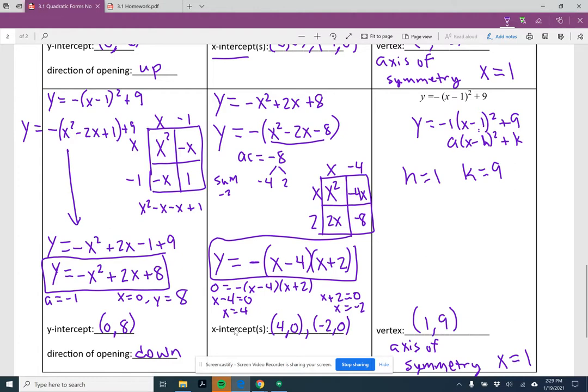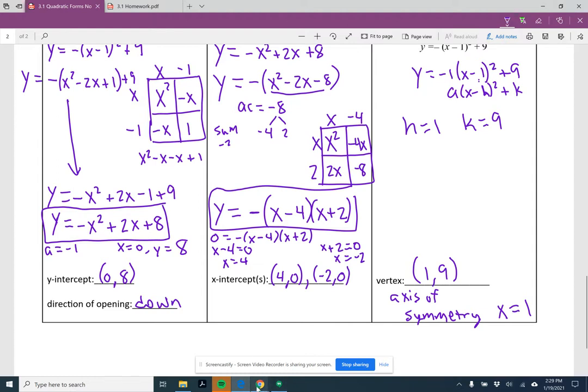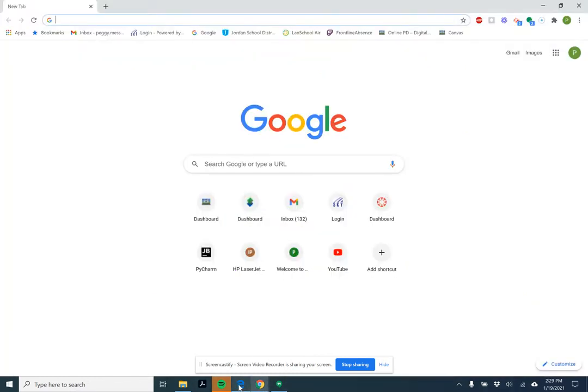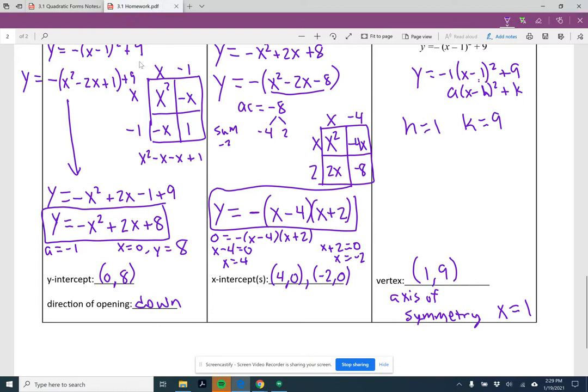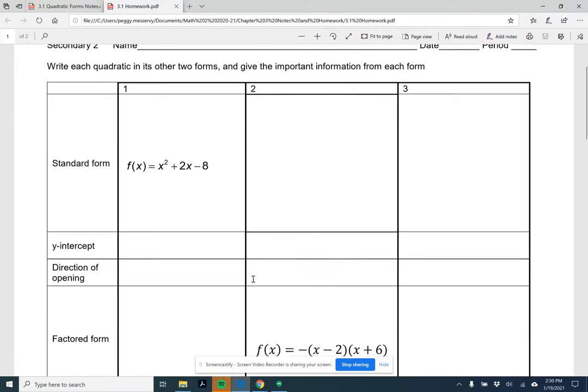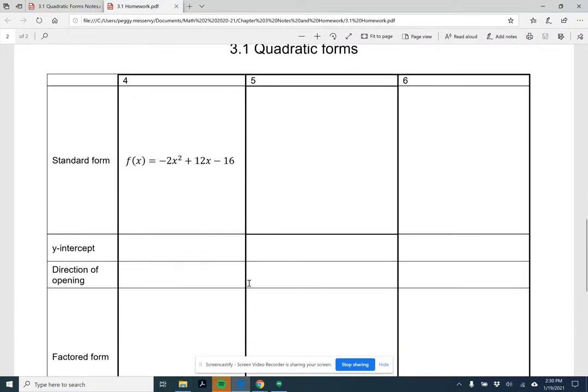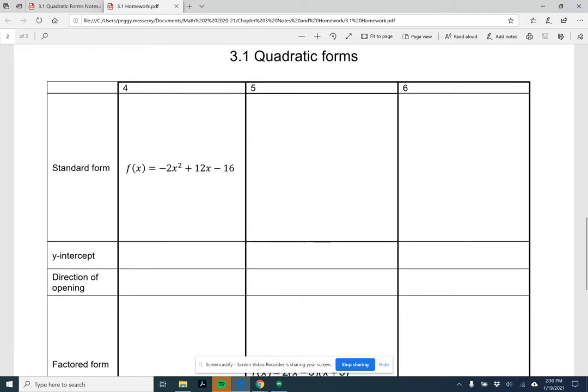because this is what we're doing in class as well. We're going to look at example 4 on the homework. So I'm going to flip over to problem number 4 in the homework. And to find the y-intercept, we're going to replace the x with 0.